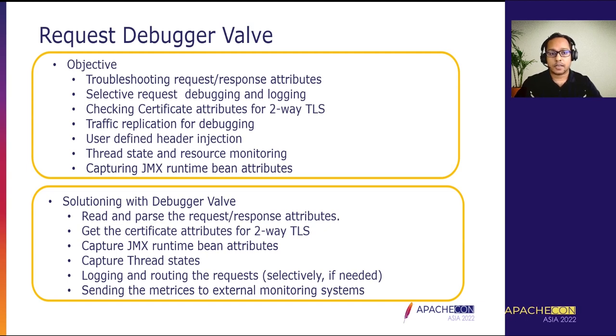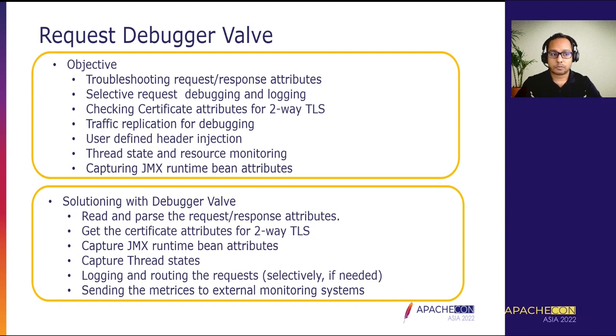this area. The debugging that will be done by a developer may be different from the debugging that is done by a production operations team, right? Which are the areas where having such a valve, a debugger valve, would be useful? You can use such a valve for capturing the request and response attributes. While I agree that we already have a great tool, the request dumper filter, the same capabilities can certainly be customized and extended with a debugger valve with more than what the request dumper filter can provide.